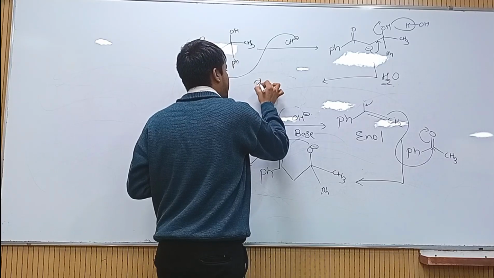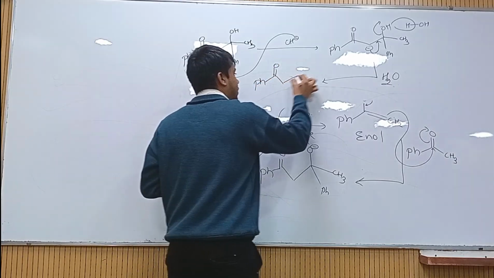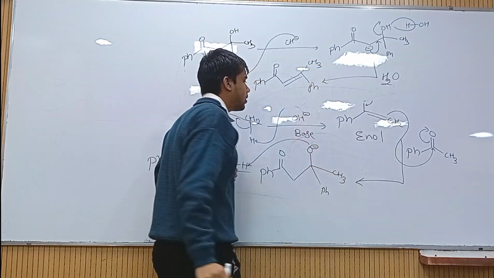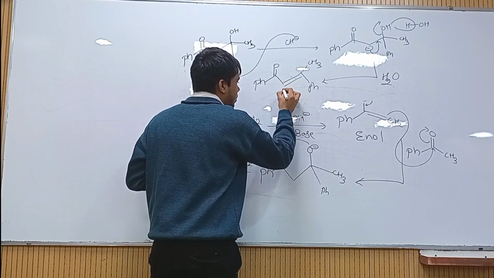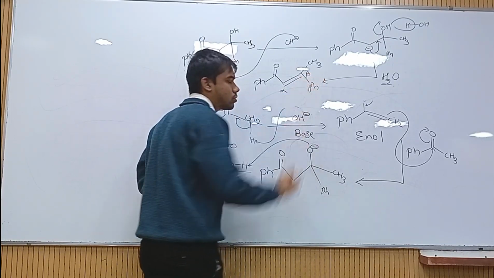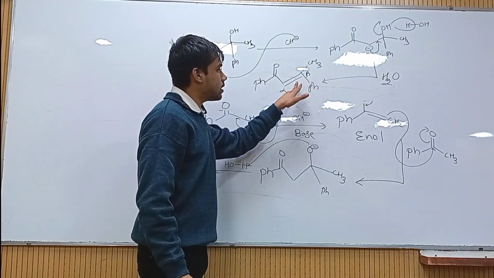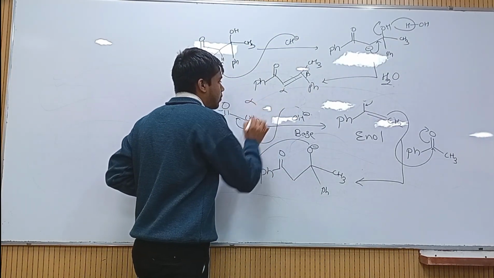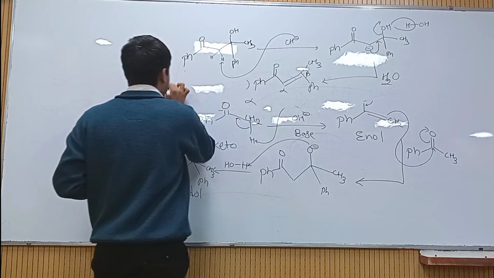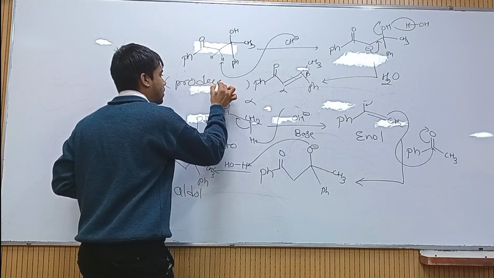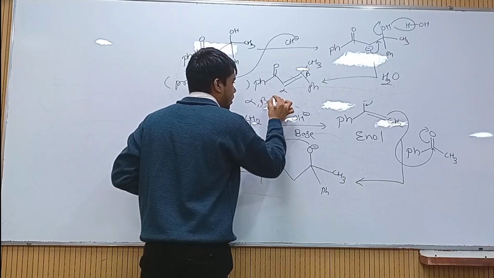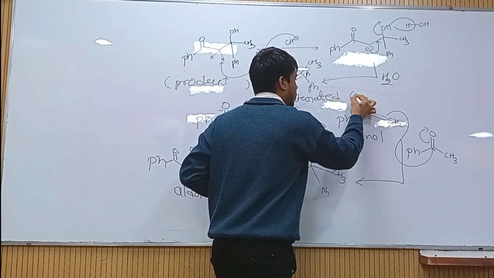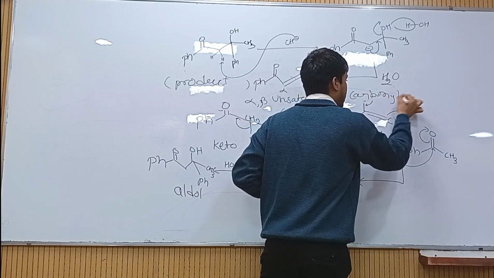Then what will form? It will form an alpha beta unsaturated carbonyl compound. This is the alpha position and this is the beta position. So we have alpha beta unsaturated, meaning a double bond, that is a pi bond. So this is our product, and its name will be the alpha beta unsaturated carbonyl compound. Okay, carbonyl compound.